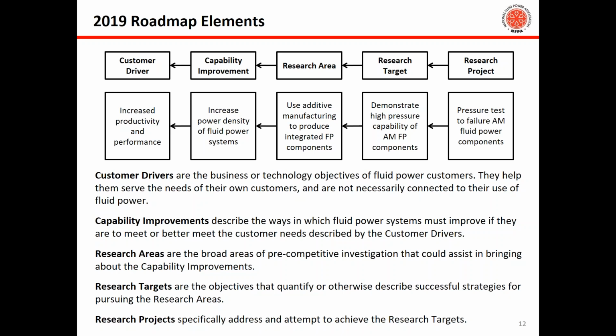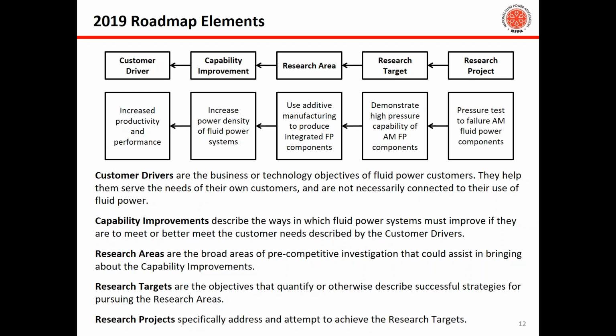So in the example that I've chosen, increase the power density of fluid power systems could be listed as a capability improvement, using the logic that if fluid power systems were more power dense, they would help our customers deliver increased productivity and performance through their machines to their own customers. So in addition to defining a list of customer drivers, we will work together to identify a list of capability improvements. For each of those capability improvements then, moving another step to the right, we will work together to prioritize a list of what we'll call research areas.